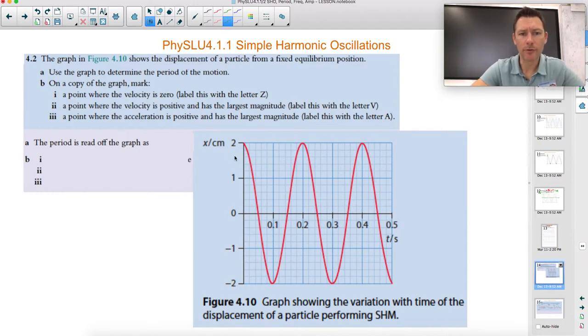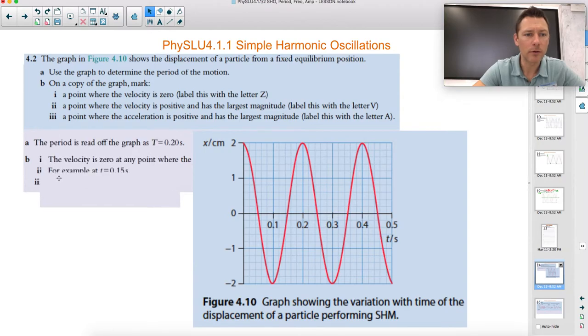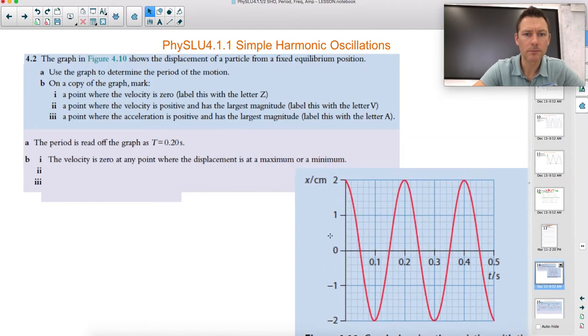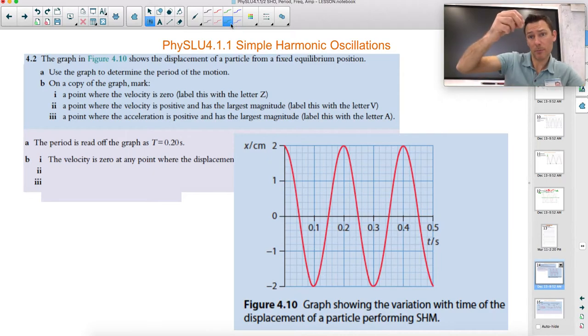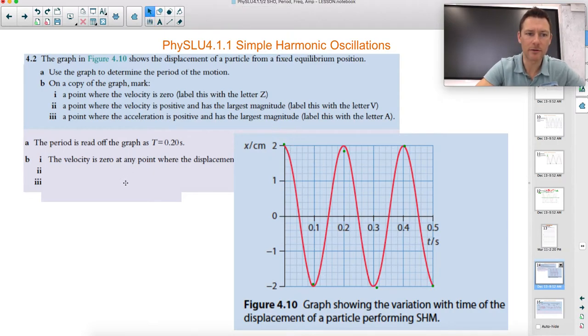Okay, so the point where the velocity is zero, let's see, we read the period off the graph. It's a full 0.2. Great, no problem. Let's scoot this over. So the velocity is zero anytime the mass goes up to the top or ends up at the bottom. It's not going up or down. It stops for a second, right? So its velocity is zero there and there and there and there. So all of those spots, zero velocity, right?